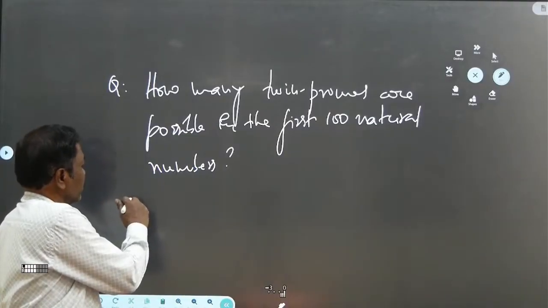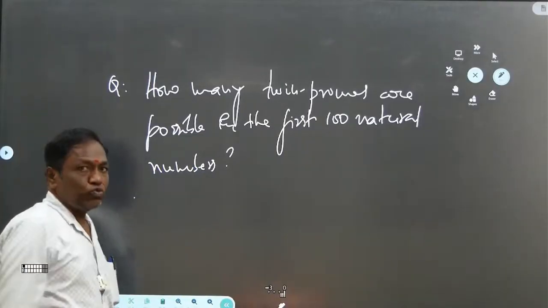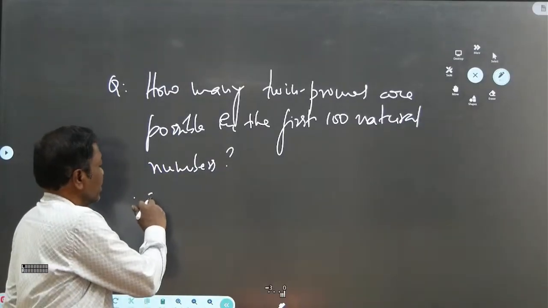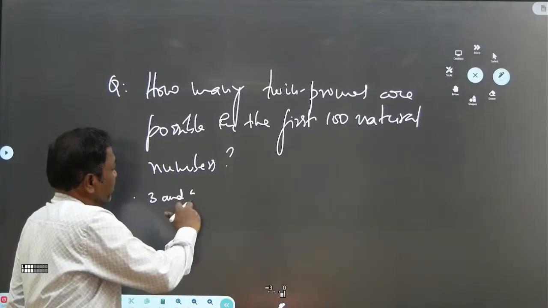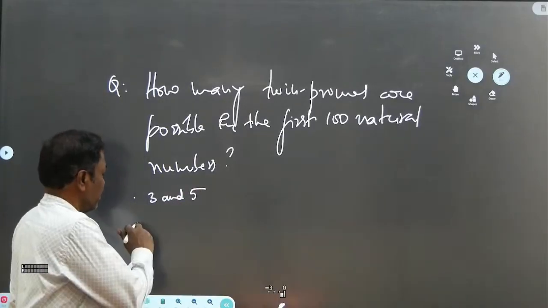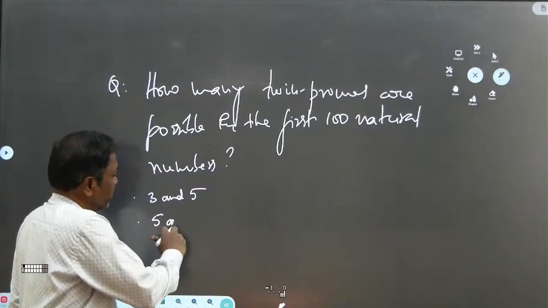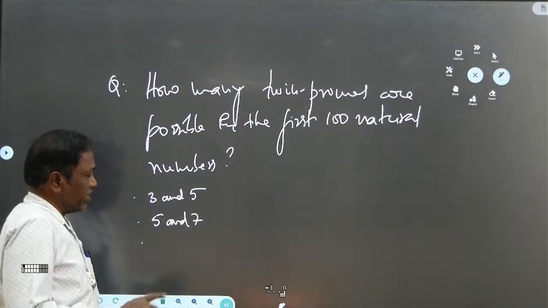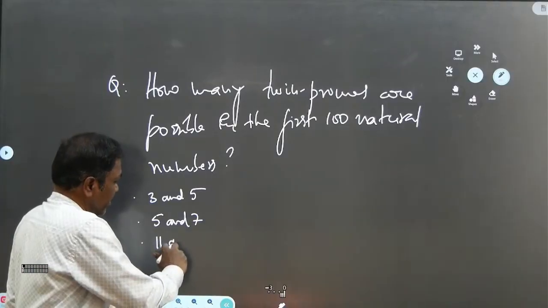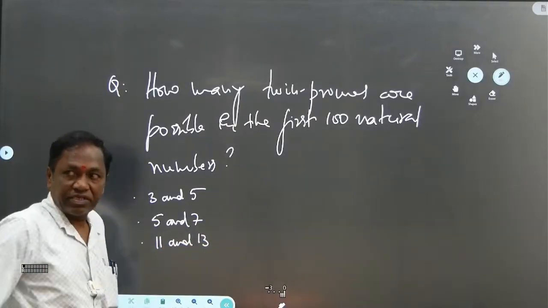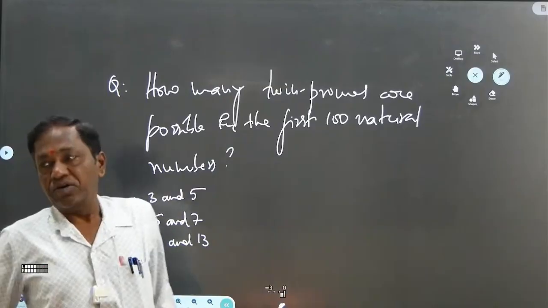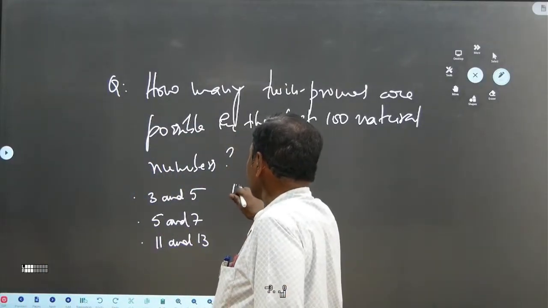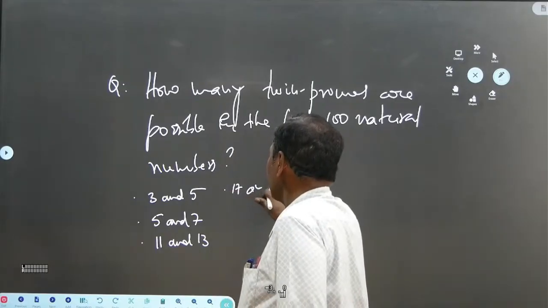See, starting from 2 is not possible. 3 and 5, that is a pair. Another pair, 5 and 7. Next pair, 11 and 13. You write like this. 13, you have already written, no? Then 17 and 19.